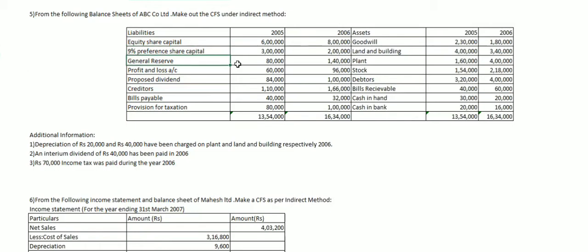General reserve has increased. So you will add it in your net profit in order to calculate your net profit before tax. Profit and loss account you have, so you have your opening and closing balance, so it is net profit. So you should calculate your net profit before tax, only then you can calculate your operating activities cash inflow, financing activity cash inflow, and investing activity cash flows.